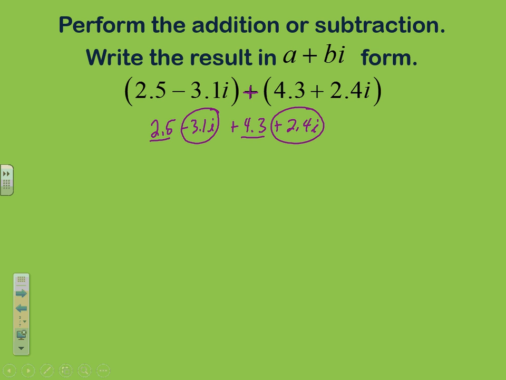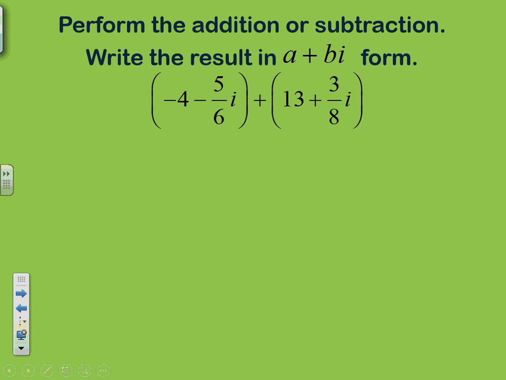So 2.5 plus 4.3, that's going to give you 6.8. And the negative 3.1i plus the positive 2.4i, that's going to give you a negative 0.7i. And there you go. That's the final simplified answer on that one. Relatively easy. No simplification with radicals required on that one.